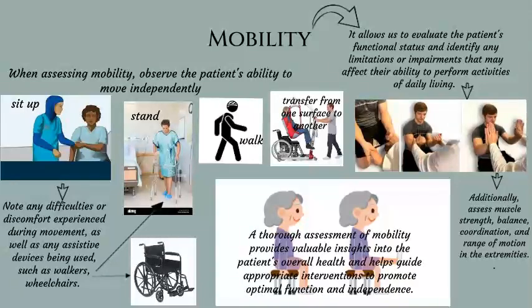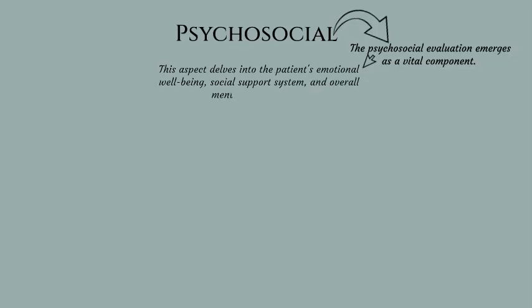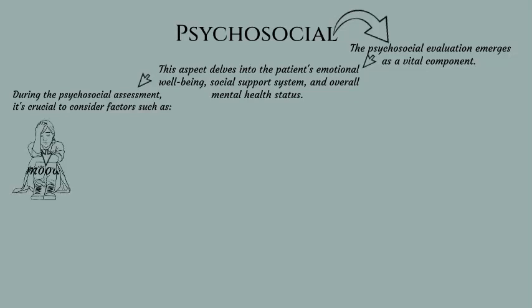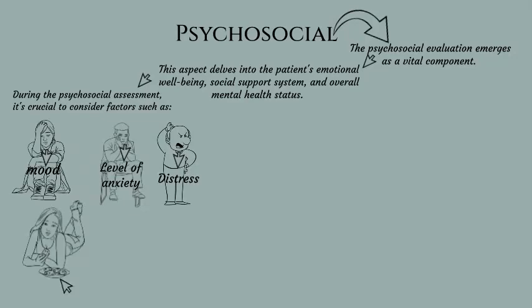optimal function and independence. Including our head-to-toe assessment, the psychosocial evaluation emerges as a vital component. This aspect delves into the patient's emotional well-being, social support system, and overall mental health status. During the psychosocial assessment, it's crucial to consider factors such as the patient's mood, level of anxiety or distress, coping mechanisms, and any history of mental health conditions.